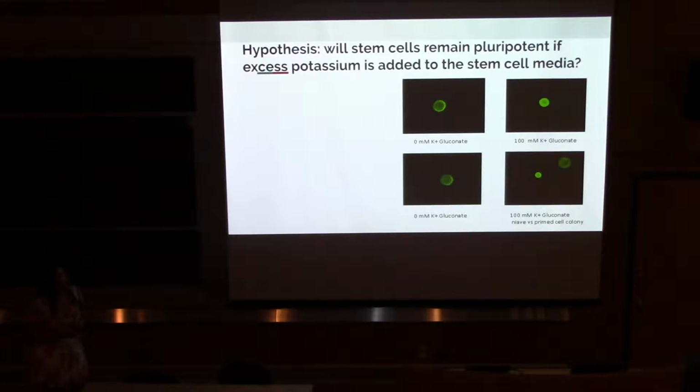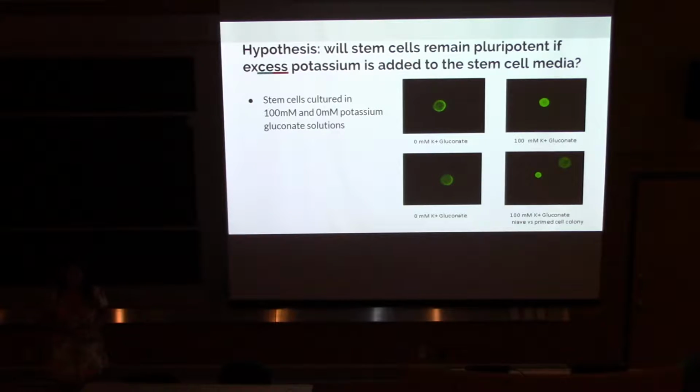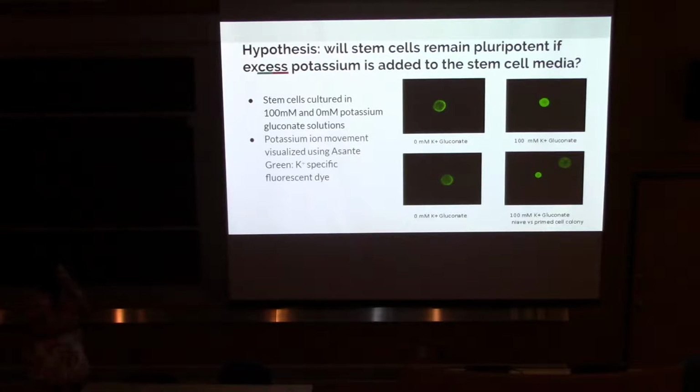So, we hypothesized, will stem cells remain pluripotent if excess potassium is added to their media? So we cultured our stem cells in 100 millimolar and 0 millimolar potassium gluconate solutions, with 0 millimolar serving as our reference. And we expected that 100 millimolar would be too high for the sodium-potassium pump to compensate, and thus for an increase in intracellular potassium concentration to occur in these stem cells. And we then visualized potassium ion movement using Asante green, which is a potassium ion specific dye.